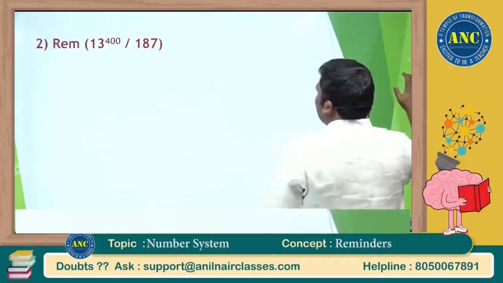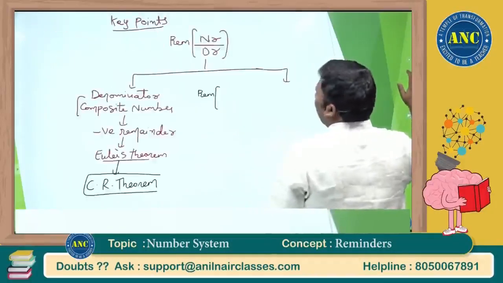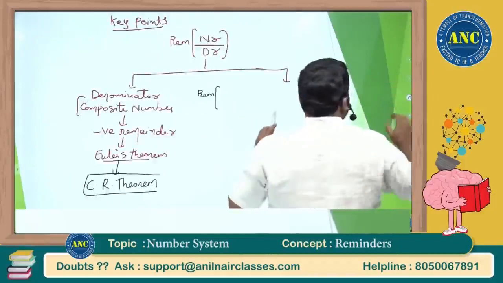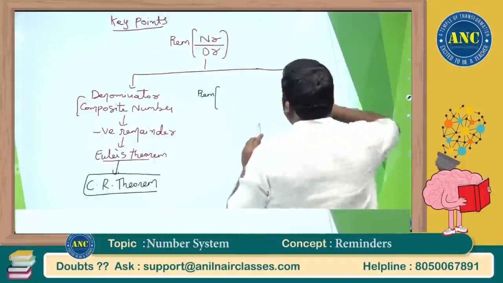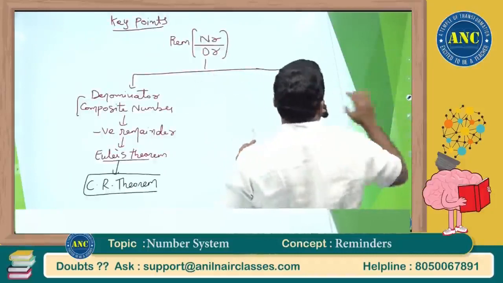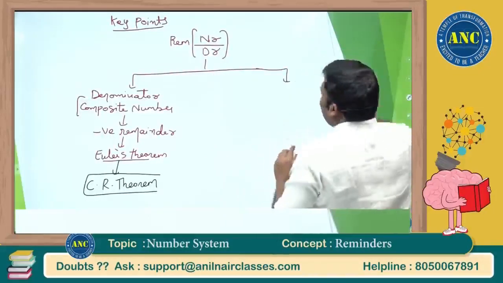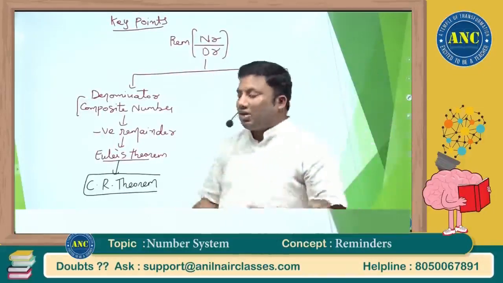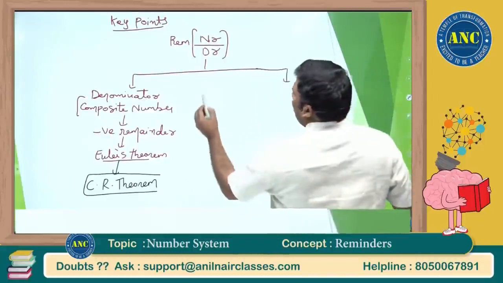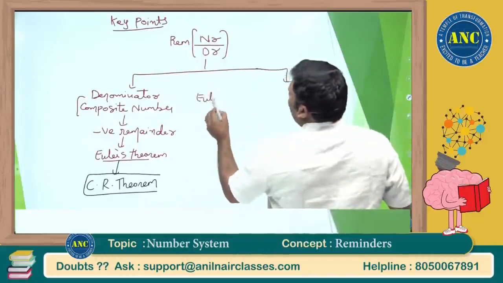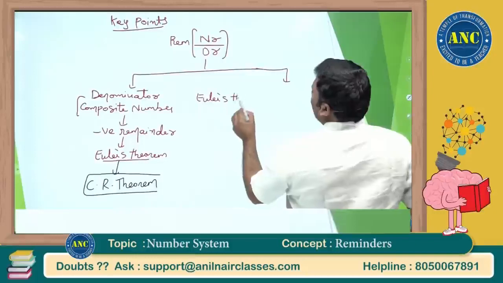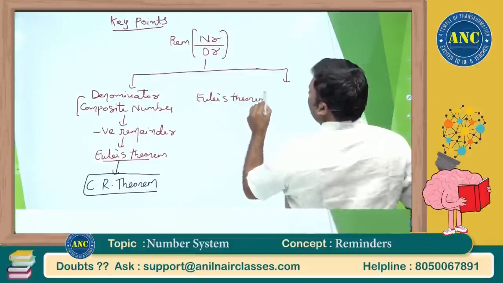First make a note, sir. We will see what the drawback is. Unless we write down the drawback of Euler's theorem, we will not be able to appreciate the Chinese remainder theorem. Euler's theorem.